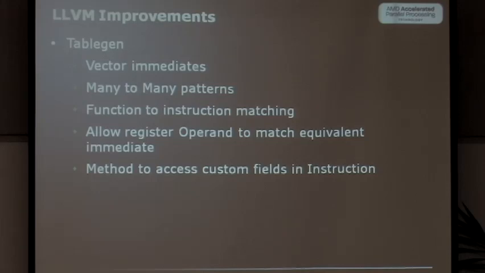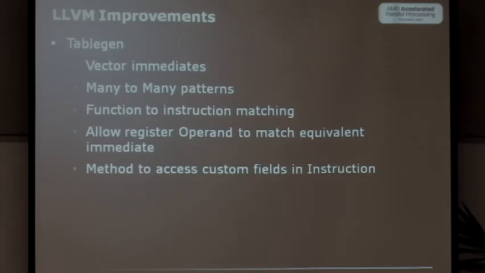Many-to-many patterns. There would be lots of cases where, instead of having to write IR to IR in the backend, TableGen could do that for you. I think that would be very useful. I know there might have been some talk about this on the mailing list. Function to instruction mapping. If I could say this is a function call and I want to generate this machine instruction for it, I wouldn't have to go through the path of function call to intrinsic and then intrinsic to machine instruction. That would clean things up and make it easier to write all these different intrinsics without so much code to do one thing.